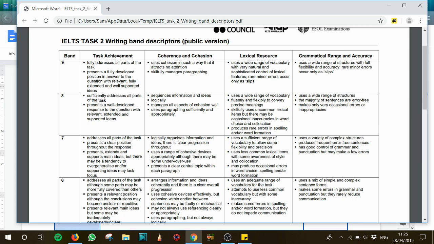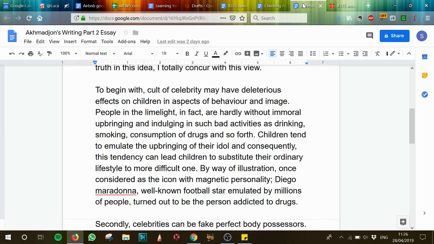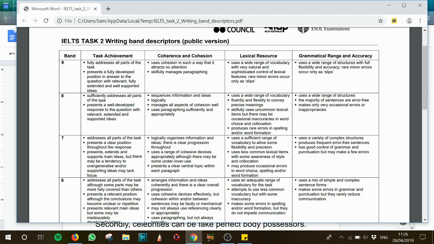And presents a well-developed response to the question with relevant, extended, and supported ideas. They're definitely relevant. They're definitely extended, supported sometimes, and a well-developed response. I feel like that Maradona paragraph, the example that makes up about 1/3 of that paragraph, it's quite a long example, but it doesn't really connect. So we're close, we're getting close maybe, but we're not at a band 8 just yet.